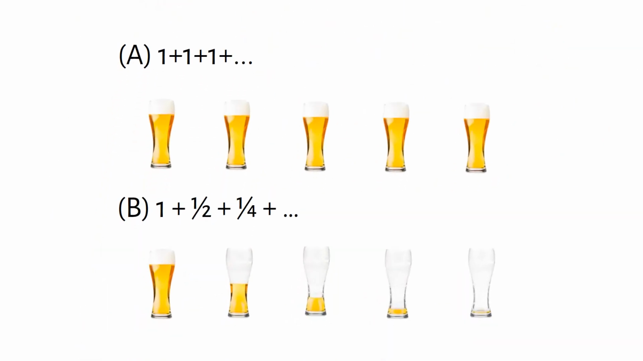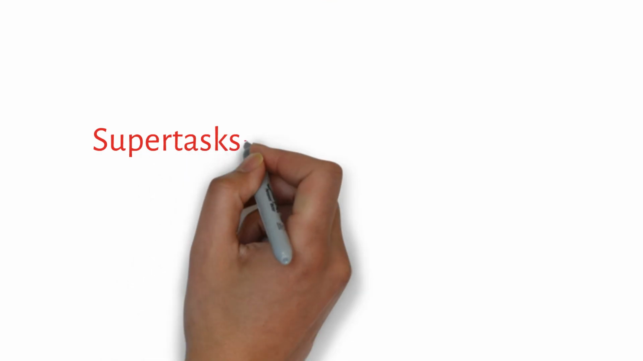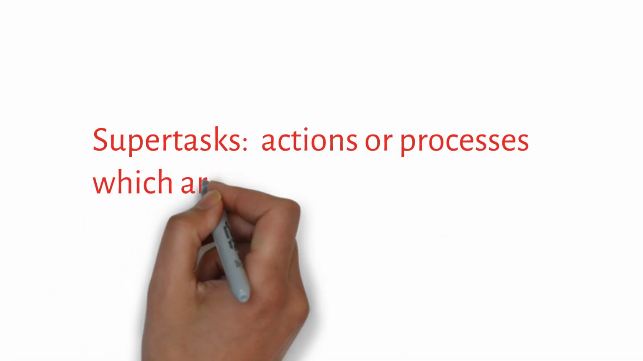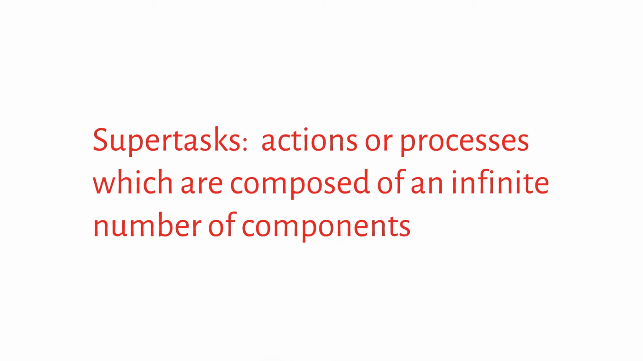To be a little more precise, you might think that even though a person can drink 2 pints of beer in a finite period of time, there's something a little bit fishy about someone drinking 2 pints of beer spread out through infinitely many glasses in a finite period of time. That worry is connected to the nature of supertasks, actions or processes which are composed of an infinite number of components. Now I could go on, endlessly perhaps, but that's it for now.